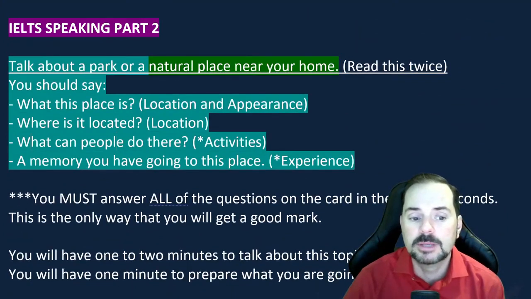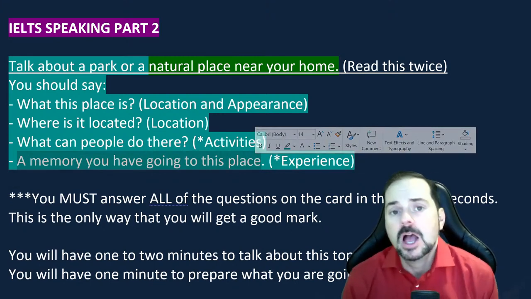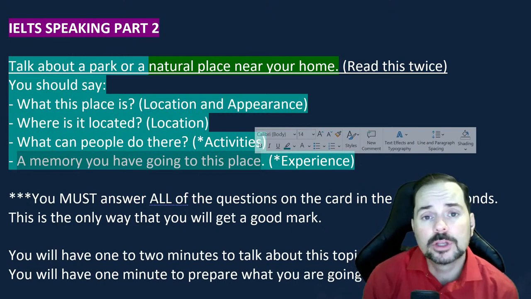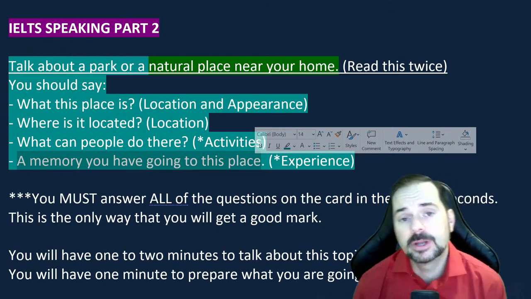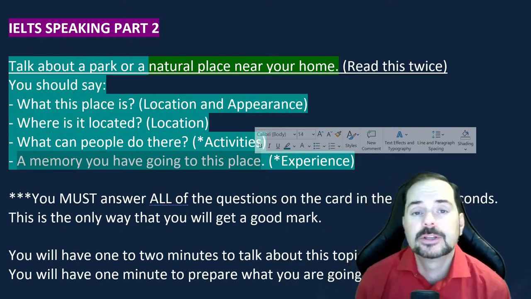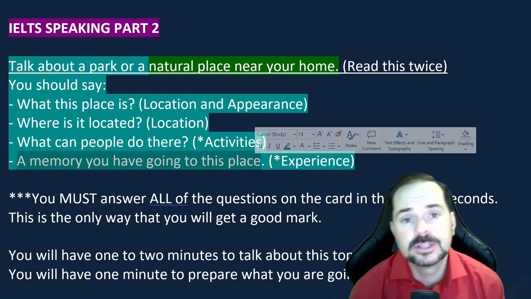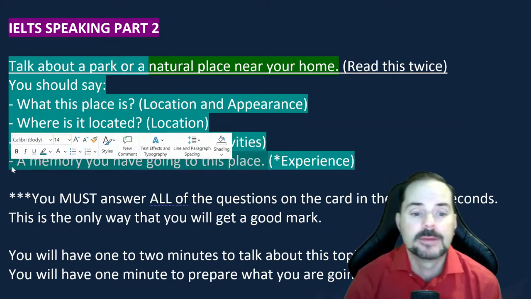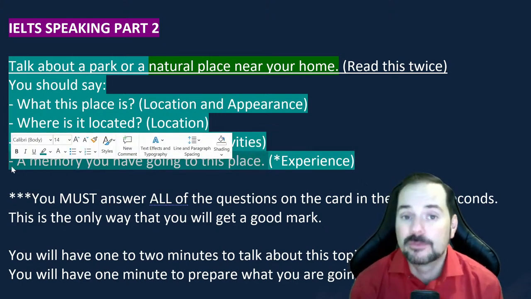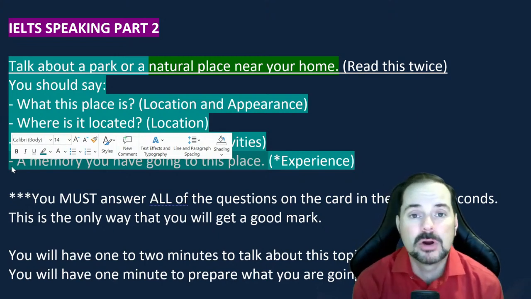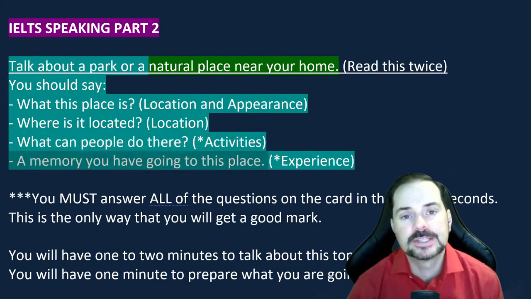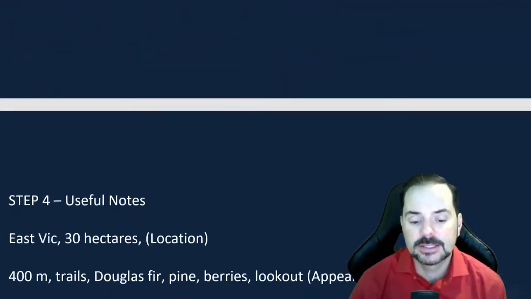So what can people do there? And now it's a memory you have going to this place. Unfortunately, if the examiner stops you before you answer all the questions, so if the examiner right now says, okay, stop there, your time is up, we will now continue with part 3, and I know that I did not answer this last question, a memory I have going to this place, unfortunately, I'm probably losing some marks. I'm not going to be able to get that perfect band 9. So I have to try to squeeze that in that 90 seconds, okay?